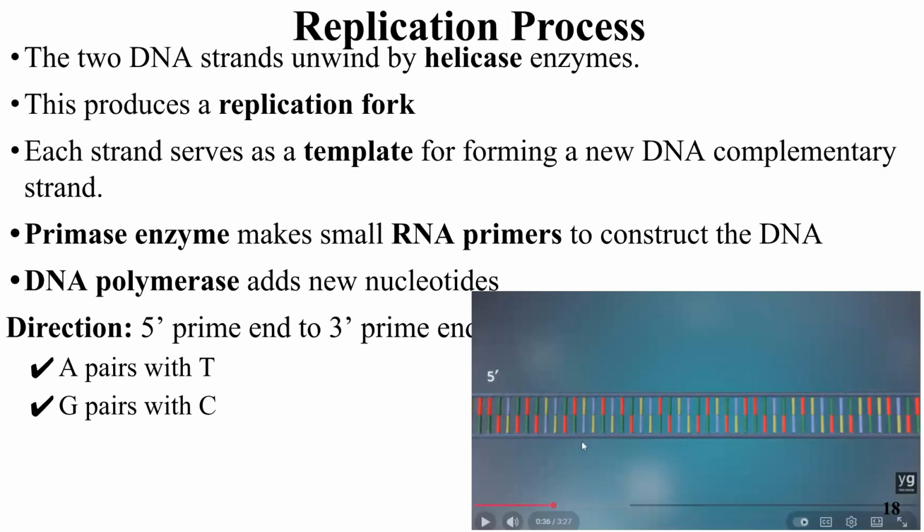During replication, the two DNA strands unwind, creating a replication fork. Each strand serves as a template. Enzymes like primase and DNA polymerase help add new complementary nucleotides in the 5' to 3' direction.